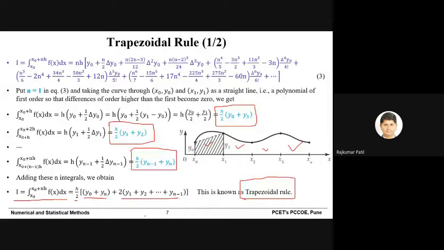From the understanding point of view, you can see the first term is h by 2 into bracket, and inside there is another bracket where you need to sum y0 plus yn, plus 2 into bracket all the remaining values of y. So this is how you can memorize this particular formula.